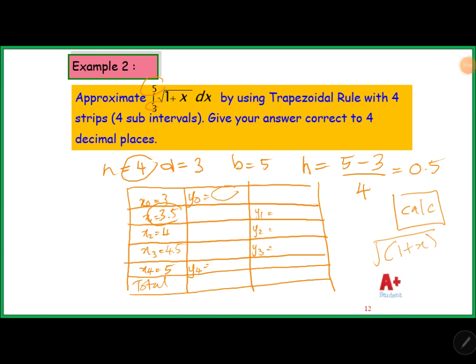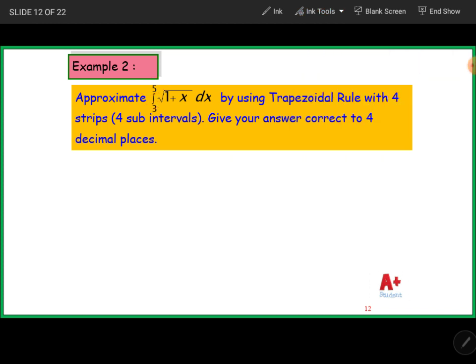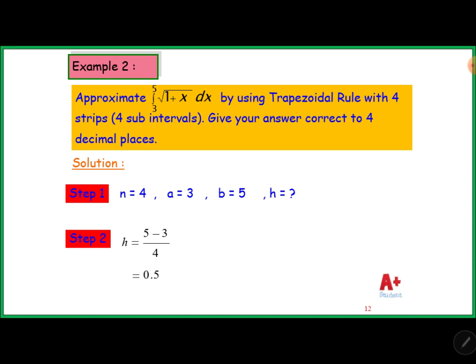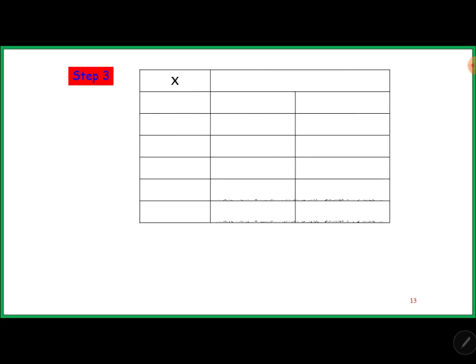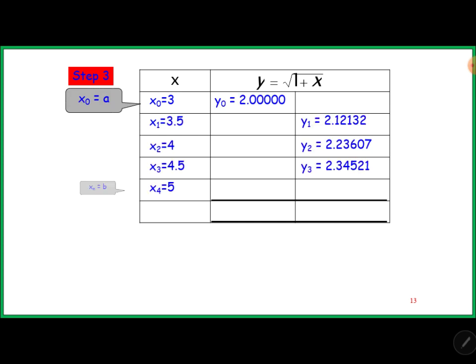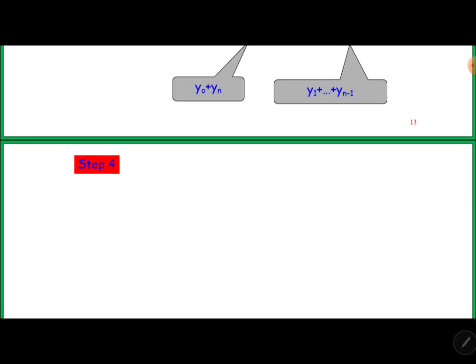Okay, so let's see the working here. Let me clear out all these scribbles. So we see what steps we are doing here. First, n, a equal to 3, b equal to 5, and h equal to (5 minus 3) over 4, which is equal to 0.5. The next step is to do the table, as I said earlier, and then total up y0 and yn, and y1 plus y2 plus y3. And then we just transfer all these values into the formula.